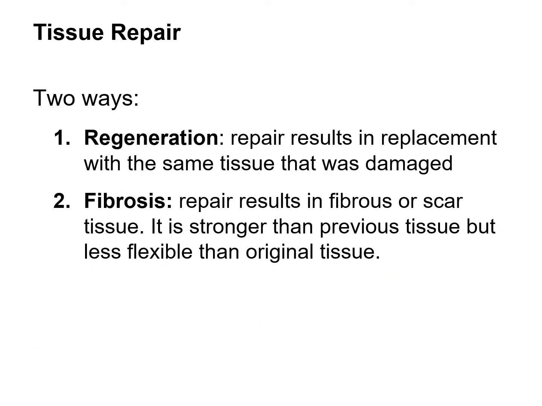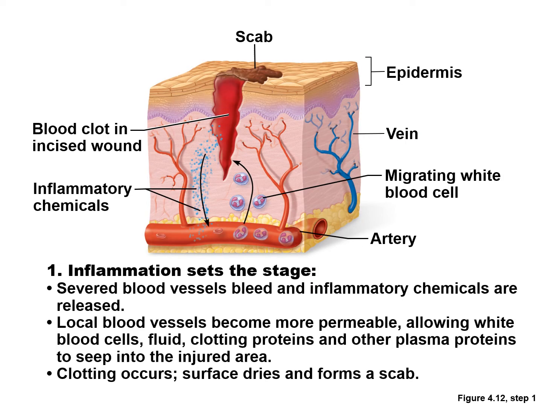Our last Chapter 4 topic is on tissue repair. When tissue gets injured, there are two ways it can repair itself. If it regenerates, that means the healed tissue is exactly the same as the tissue before it was injured. Fibrosis means that the tissue is repaired, but it's not the same anymore. It's less flexible, actually stronger, but doesn't move around as easily.